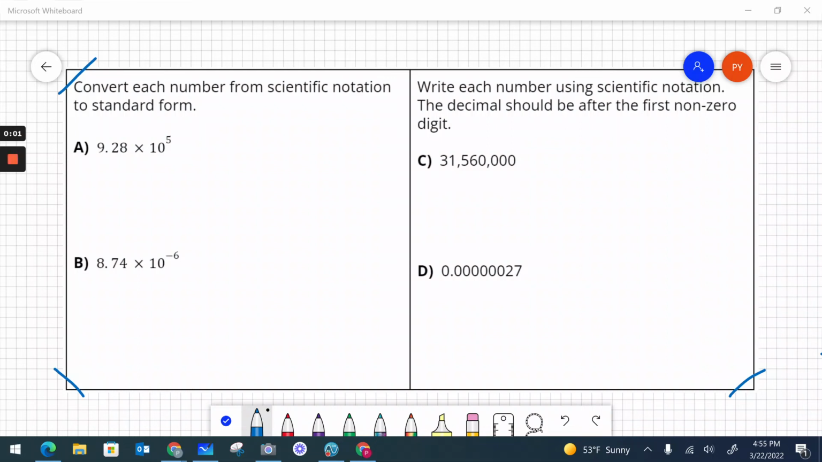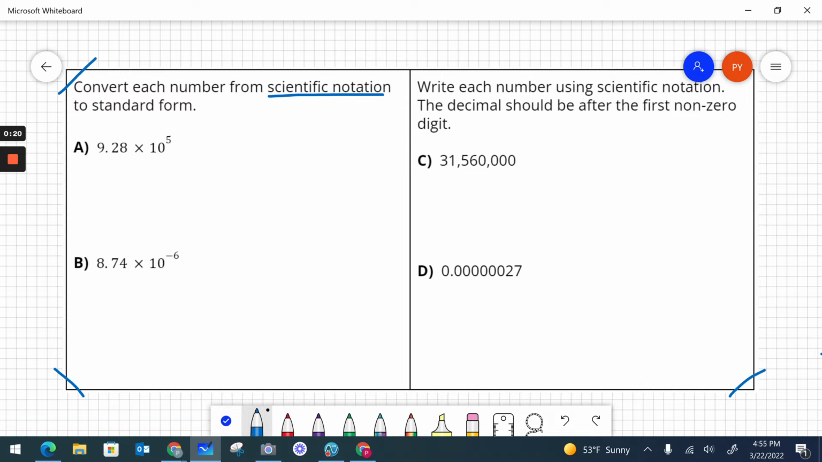This is the review video for scientific notation. Scientific notation is what we use to represent very big numbers or very small numbers using exponents. Looking at the first example, A, we have 9.28 times 10 to the fifth power.